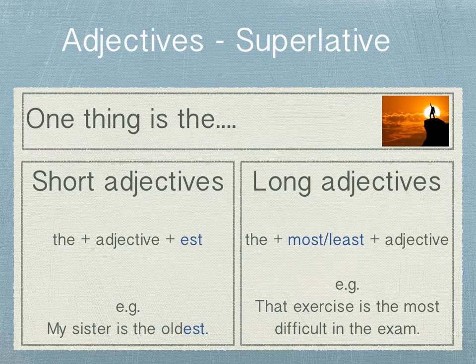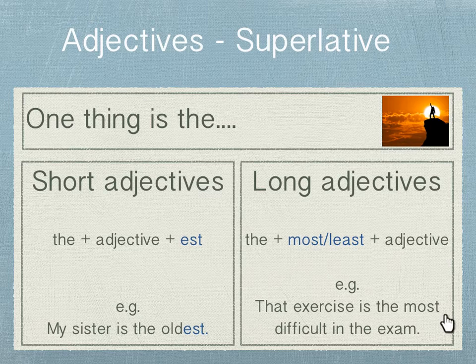Well, when the adjectives are short, we use the, then the adjective, and we add -est at the end. For example, my sister is the oldest in the class or in the party. When the adjectives are long, we can't add more to that word. It would be too long. So we have to add a word before the adjective: the most or the least, and then the adjective.